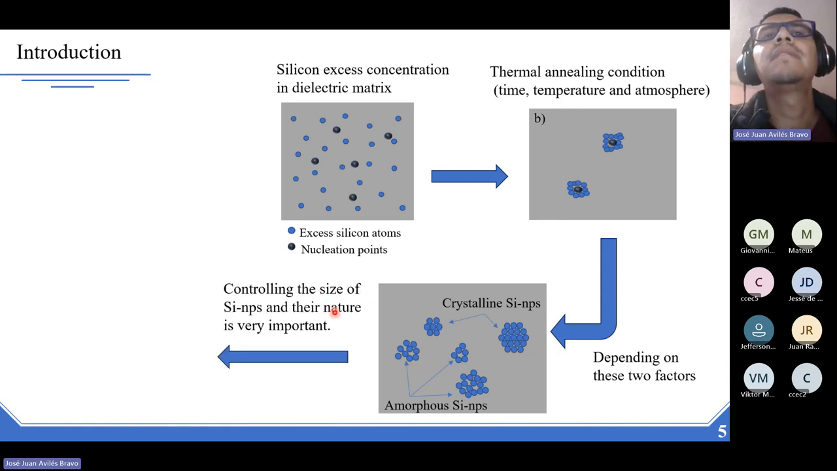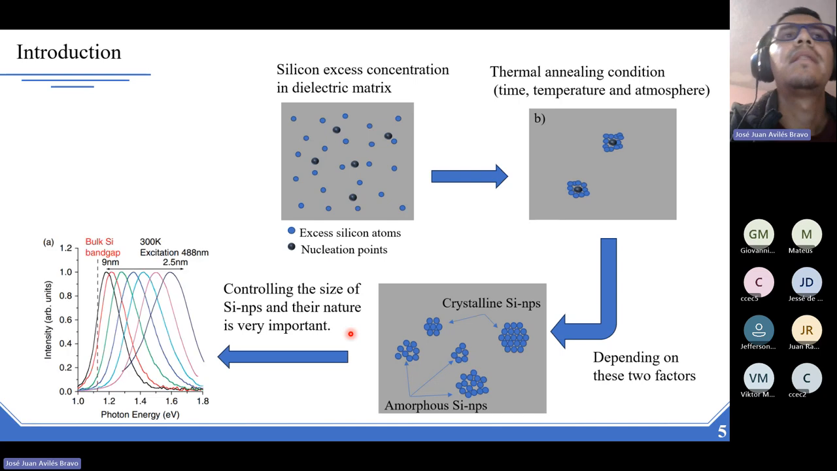Controlling the size of silicon nanoparticles and their nature is very important because the electrical and optical properties of the material depend on them. In particular, the energy emission or photoluminescence depends on the size of the silicon nanoparticles. So the study of these two factors is very important to improve the luminescence properties of these materials.